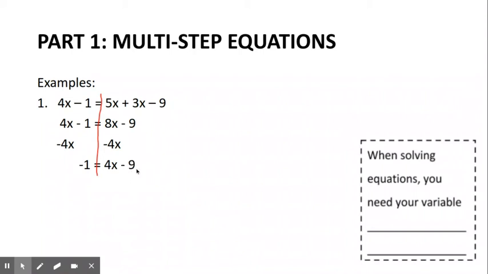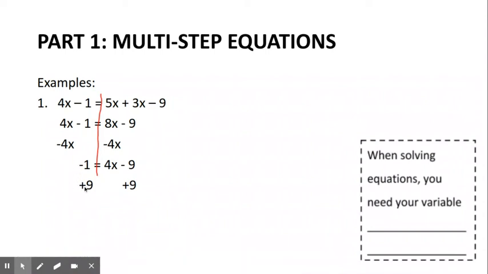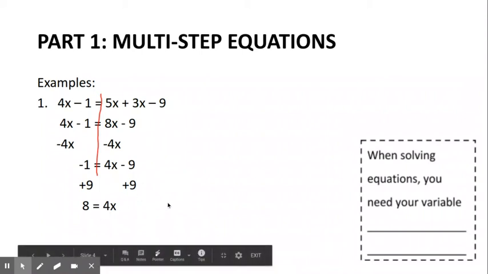We will start with that constant, that -9. The opposite of -9 is +9. When we do that, -9 plus 9 gives me 0. Over here on the left side, a -1 and a +9 would give me a +8. Instead of thinking -1 plus 9, you could also just think 9 minus 1 and get 8 that way. But we're left with 8 equals 4x.